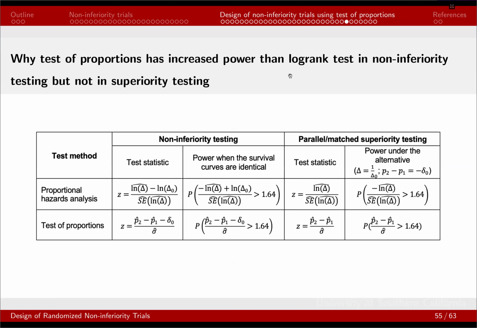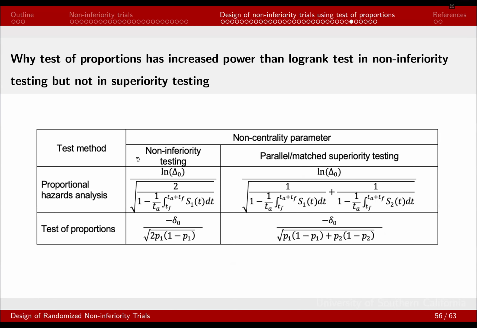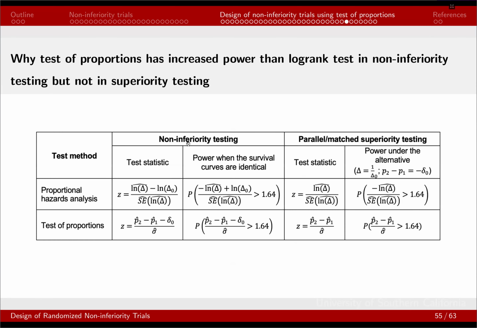So we also tried to understand why tested proportions would have increased the power than logrank test in non-inferiority testing, but not in superiority testing. So we looked at the asymptotic power of proportional hazards analysis or logrank test versus tested proportions. And we compared the power and non-centrality parameters between the non-inferiority testing versus the superiority testing.